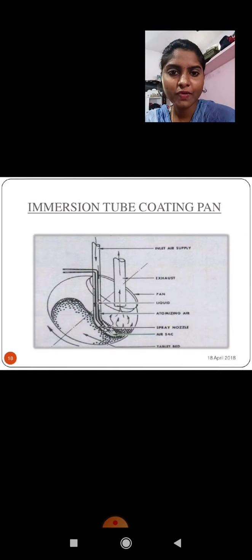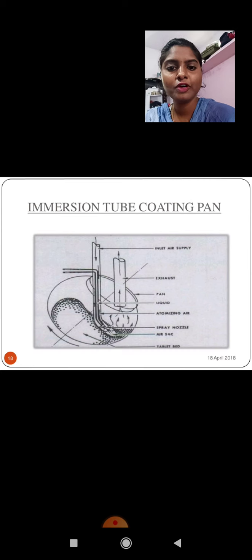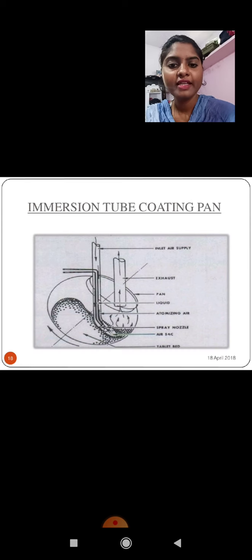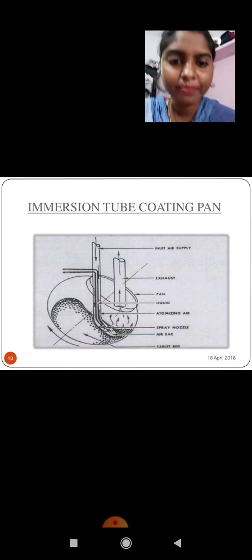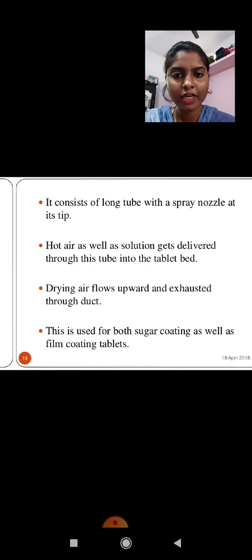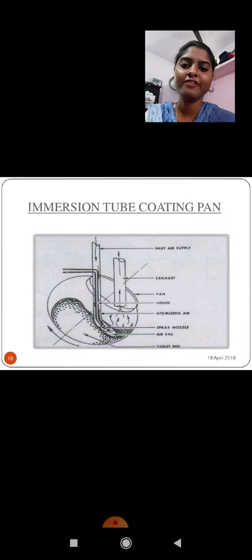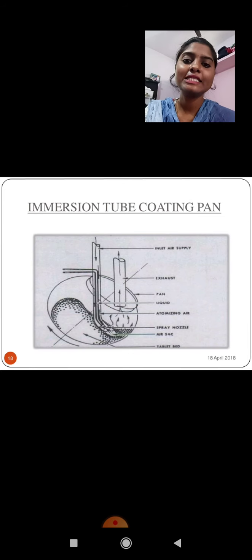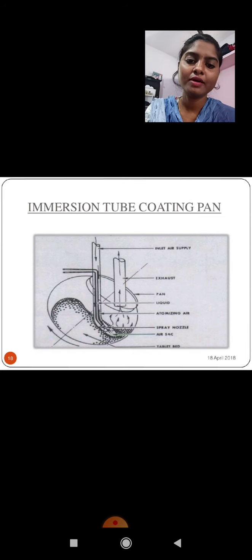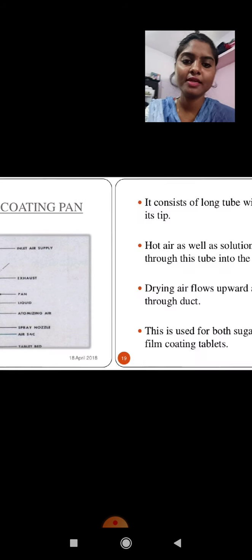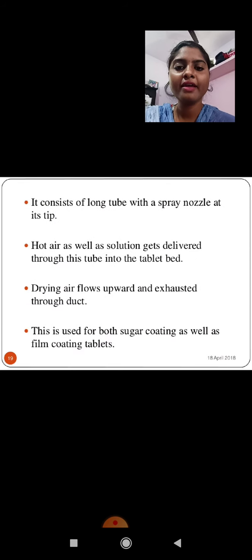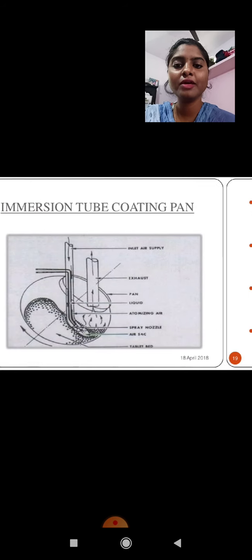Next, the immersion tube coating pan. One tube is inserted in this coating pan, and it contains the spray nozzle. It consists of a long tube with a spray nozzle at the tip. If we see this diagram, this is a long tube, and at the tip the spray nozzle is there. Hot air as well as solution gets delivered through this tube into the bed.